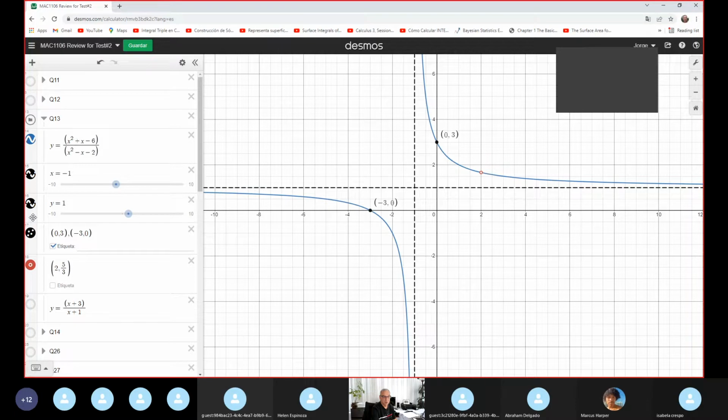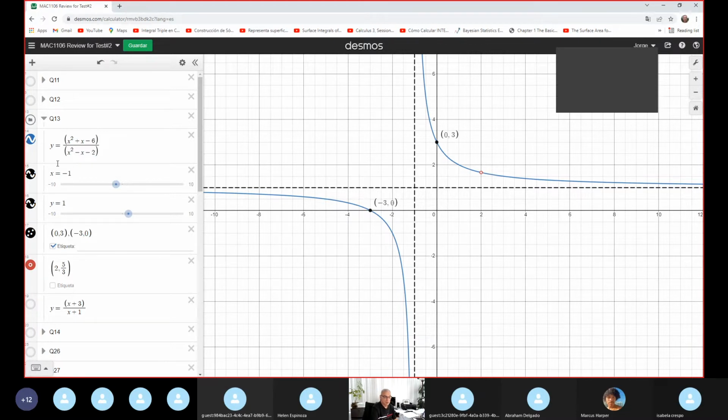I plot 2 points. What points do I plot? I plot only the y-intercept, which is 0, 3, and the x-intercept, which is minus 3, 0. We can plot another one. Well, you can. Okay, let me show you how.